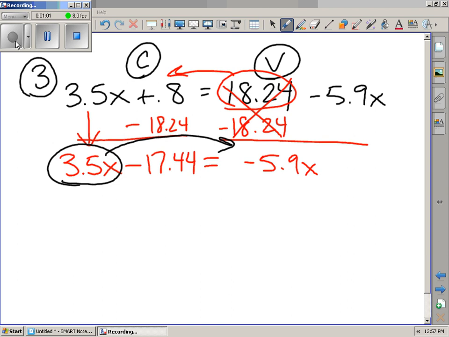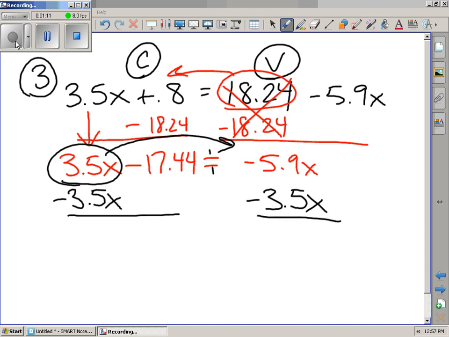Now I'm going to move the variable that is on the constant side over to the right side using inverse operations. Whatever you do to one side, you need to do to the other. On the left side, 3.5x minus 3.5x is equal to 0, so we're left with negative 17.44. On the right side, negative 5.9 minus 3.5 gives you negative 9.4x.